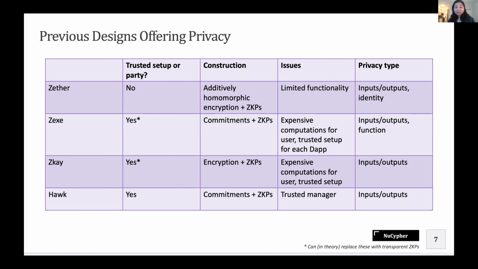They use trusted setups for the zero-knowledge proof, but arguably, you're not committed to using zero-knowledge proofs with trusted setups. These can be replaced with transparent zero-knowledge proofs. However, these constructions, regardless, are very expensive for the user. We will look at that in a little bit more detail in a second. And finally, Hawk has a semi-trusted manager. So not something we would probably want in this kind of solution.